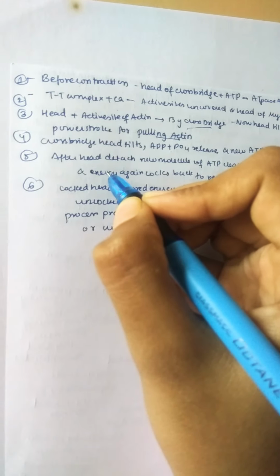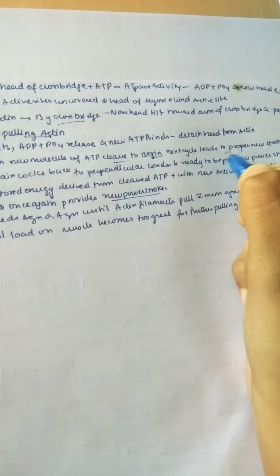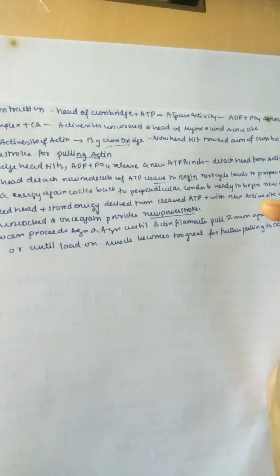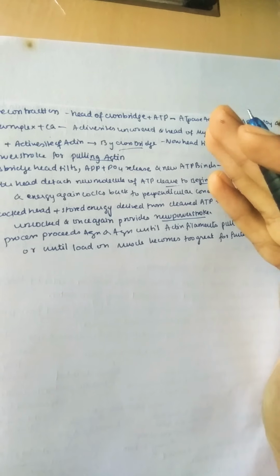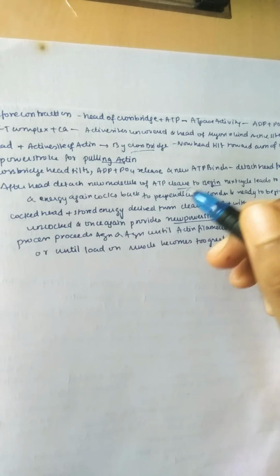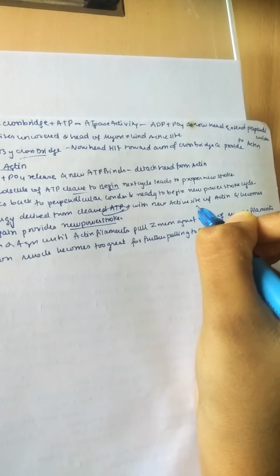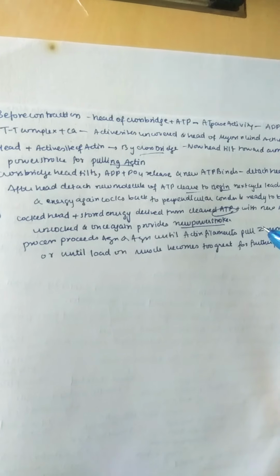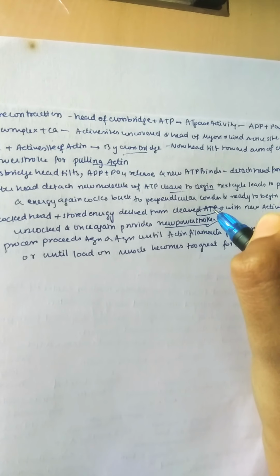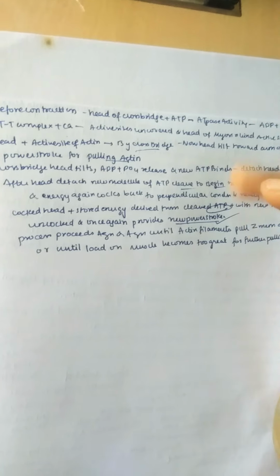And after the head detaches, a new molecule of ATP binds to begin the next cycle, which leads to a new stroke. So always remember, ATP is needed not only for attachment, not only to form a bond, to contraction, but even to remove the head from one active site to the other. So even to remove the head we need ATP, and it binds with the new active site of actin, and it becomes uncocked, and once again provides a new power stroke. Actually what happens is, this released energy is now stored in the form of ATP, and whenever it is required, again it is used.